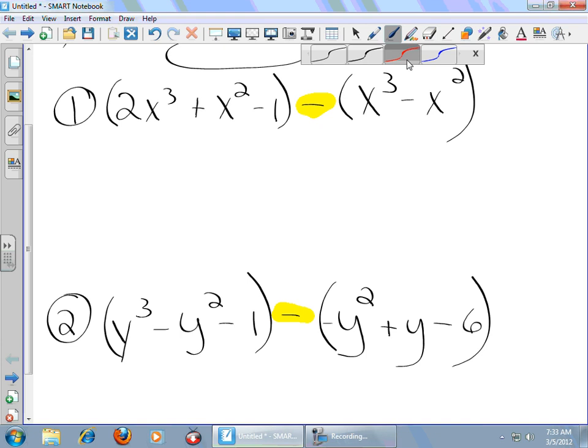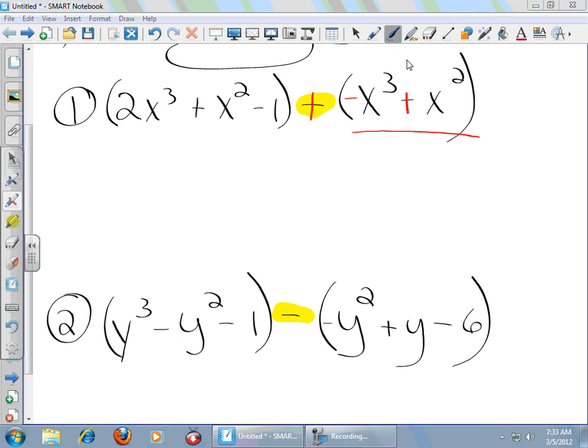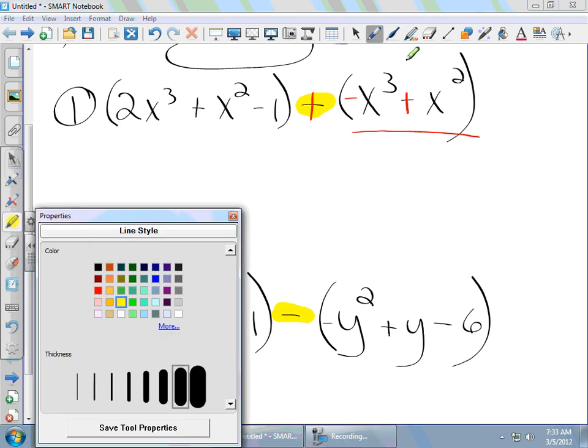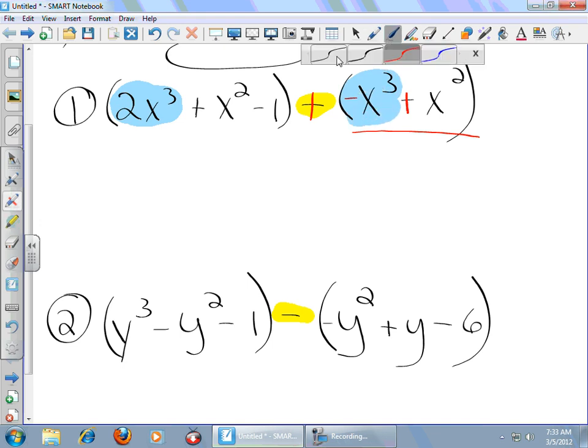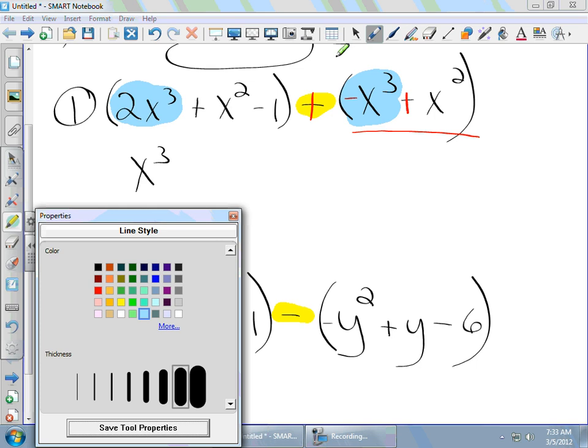I'm going to distribute the negative in problem number 1, which means I'm going to multiply the second quantity through by -1. So that'll become a positive, a negative, and a positive. Now I'm ready to combine like terms. Let me get a different color highlighter. There we go. I have 2x cubed in this first quantity, and in the second quantity, I have a negative x cubed. Well, 2x cubed minus x cubed will be x cubed. Sure, piece of cake.